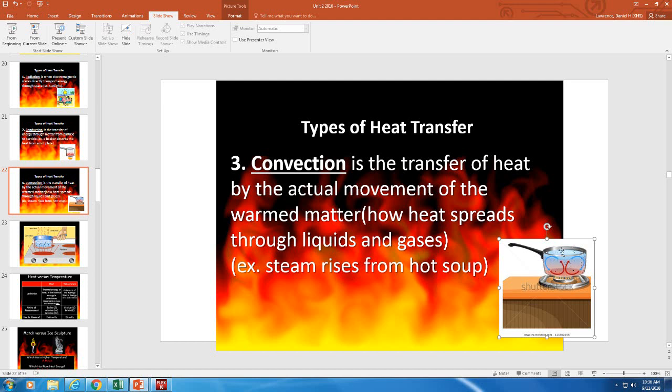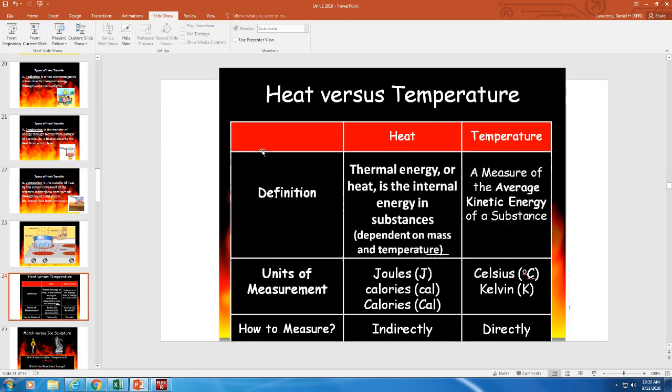Okay? Same thing is true if you have air in a room and you have a little space heater in the corner of the room. That space heater causes the air in the room to get hot, to rise. The cold air sinks from the ceiling, moves by the space heater, heats up, rises again, and you have the same thing called the convection cycle. All right, so anyway, let's move on to heat versus temperature.